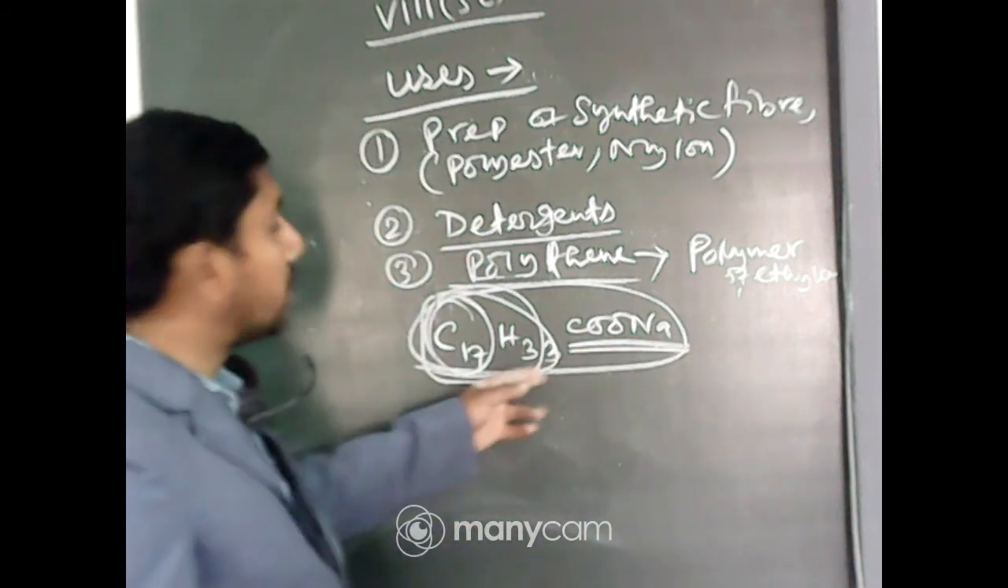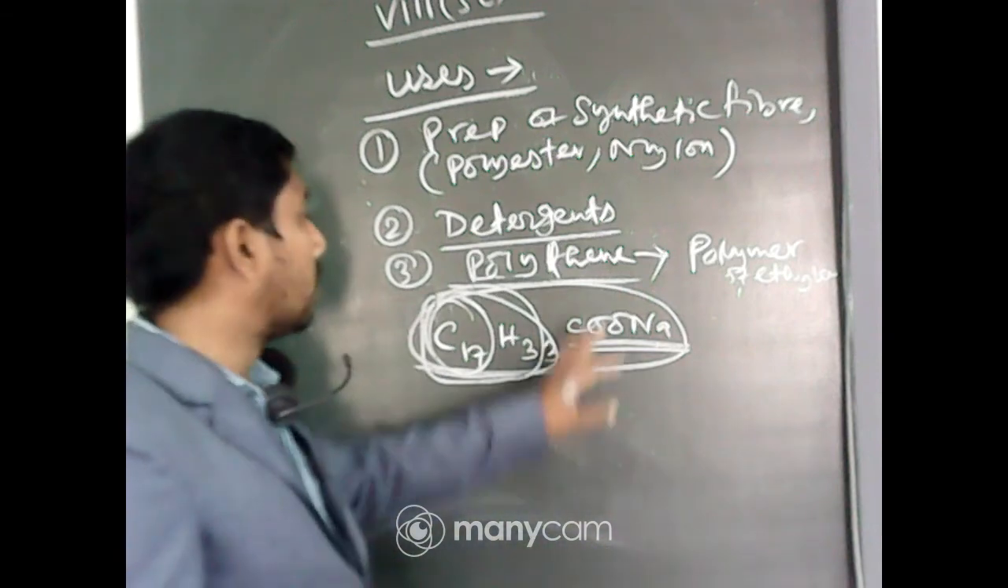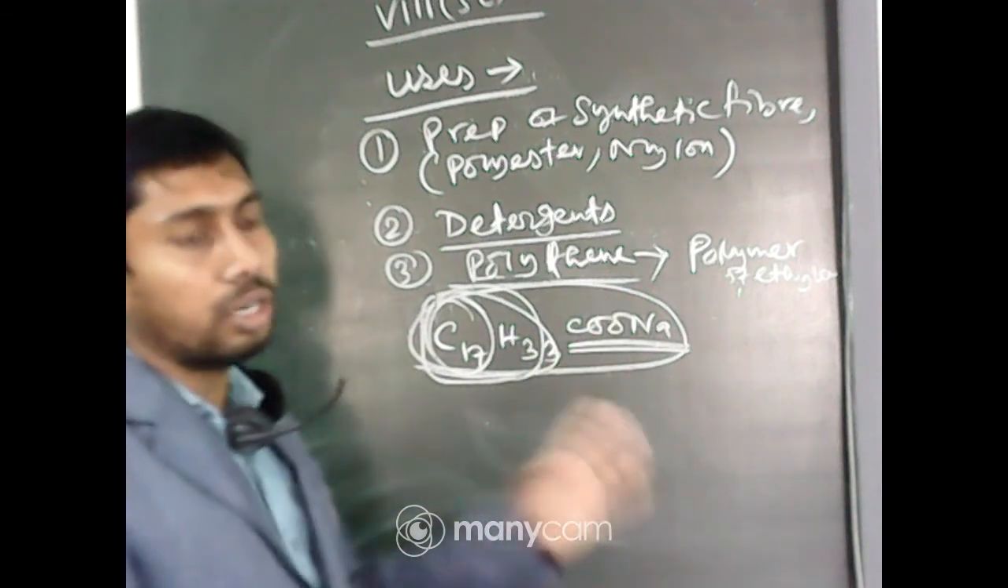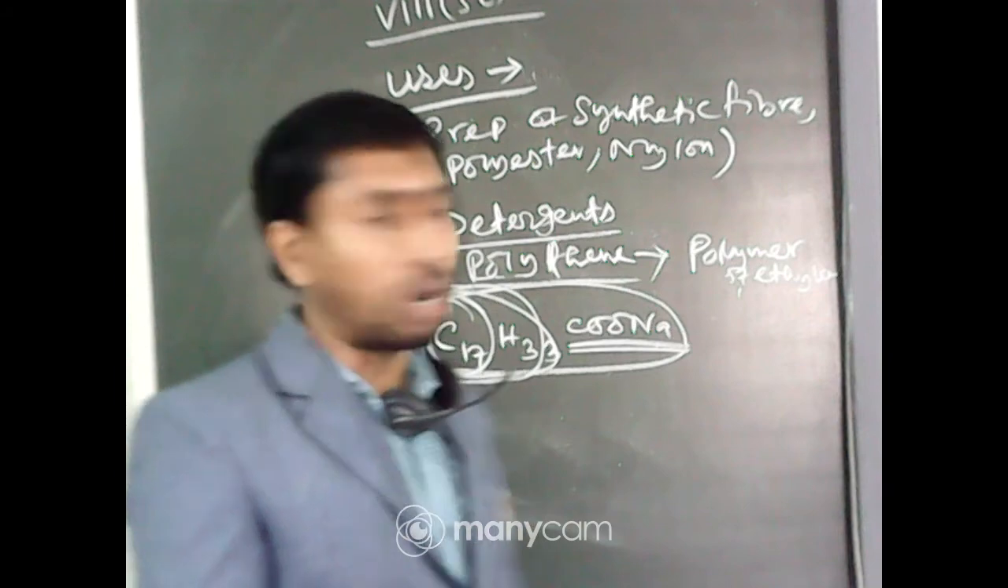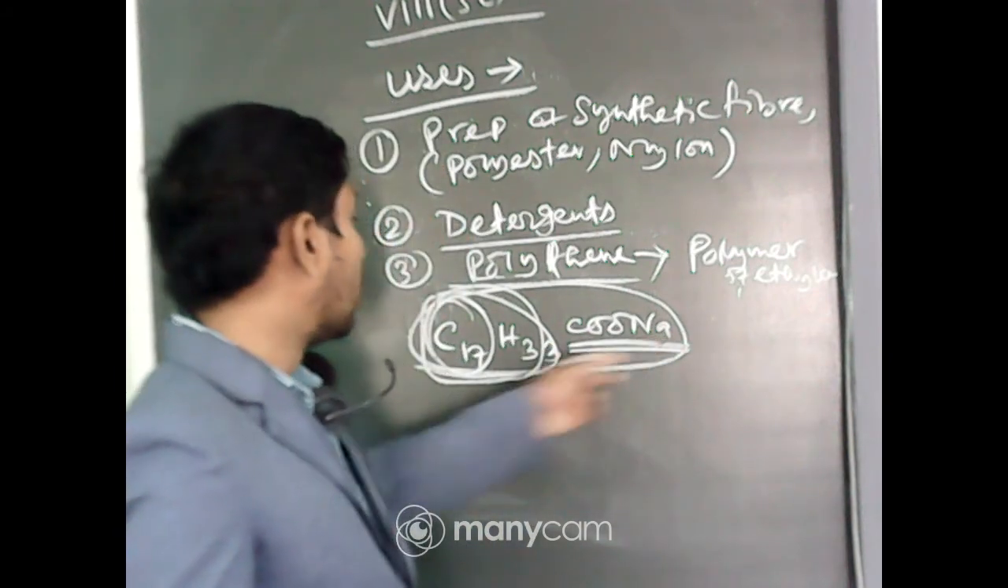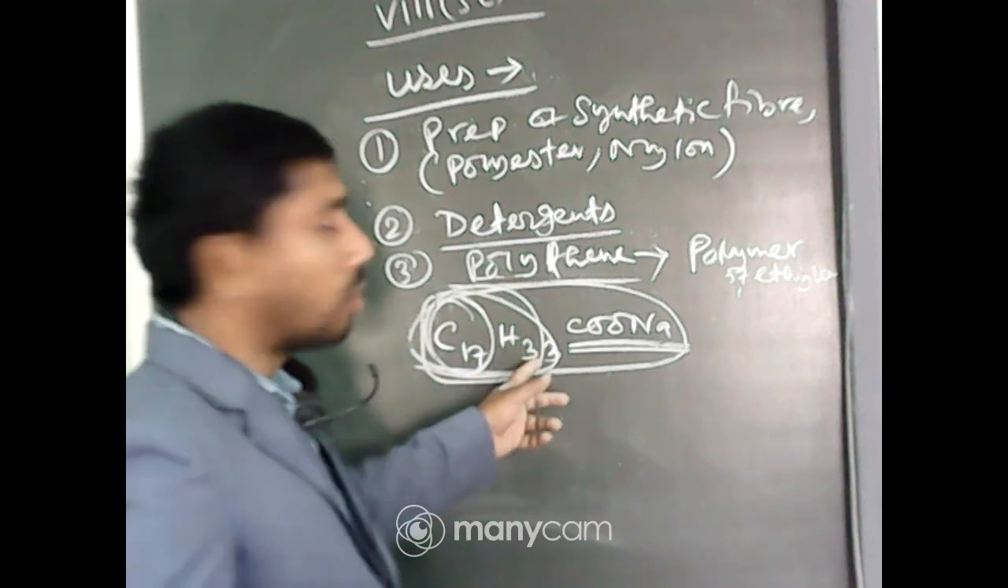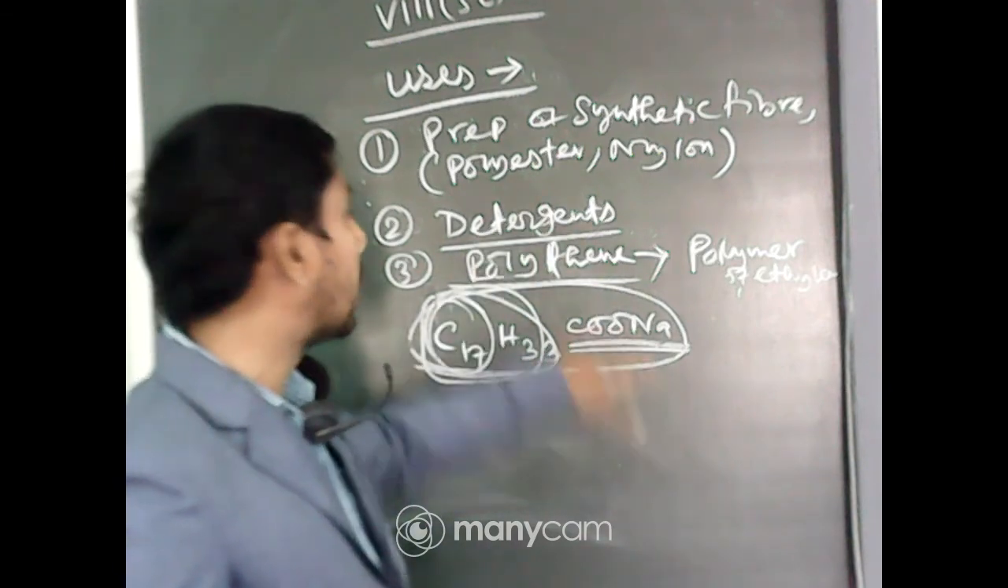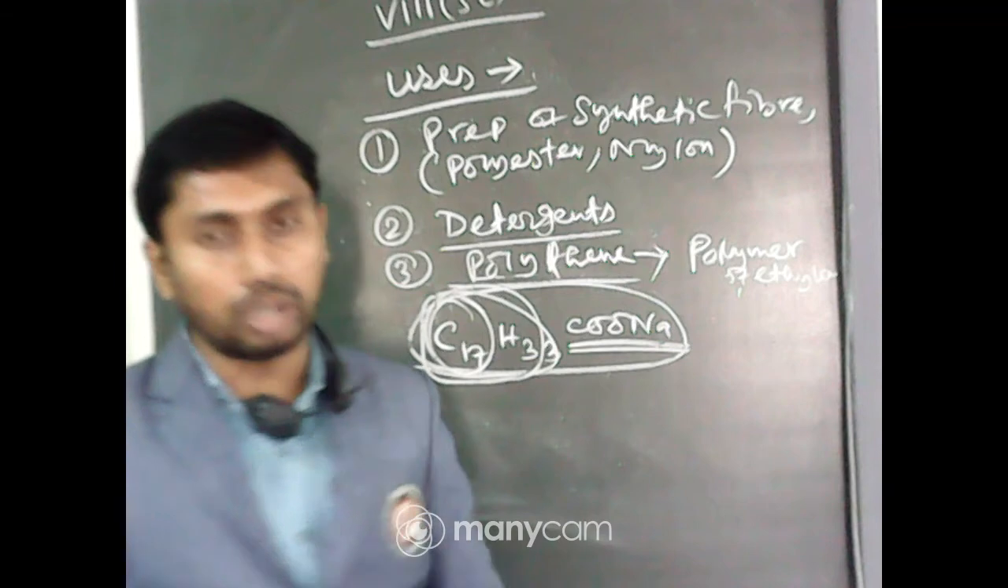So it should be synthesized to get the acid, and later on it should be converted to its salt, because this is a salt. When it is COONa, this is a salt. So this part we will get from petroleum, and then it is synthesized to ultimately get the detergents.